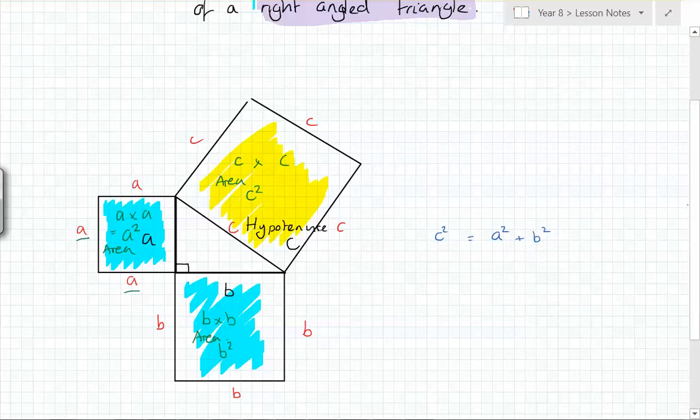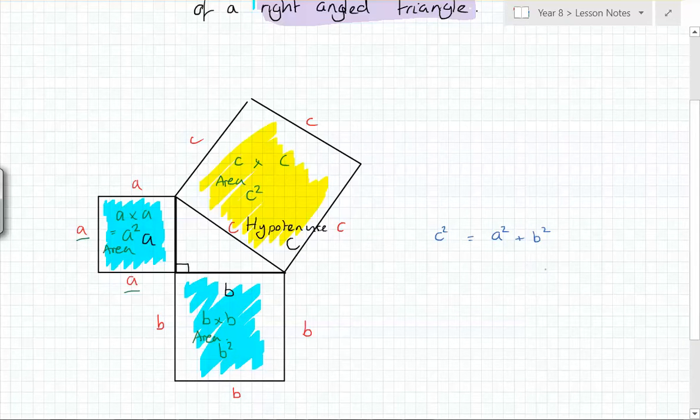Now that, of course, relies on the fact that C always has to be the longest side, because that makes the biggest square. It has to be the one opposite the right angle. And it only works for right-angled triangles as well, because that makes sense. If you make a different triangle without a right angle in it, you make one side longer and whatever. Okay. So that's it. That's Pythagoras' theorem.